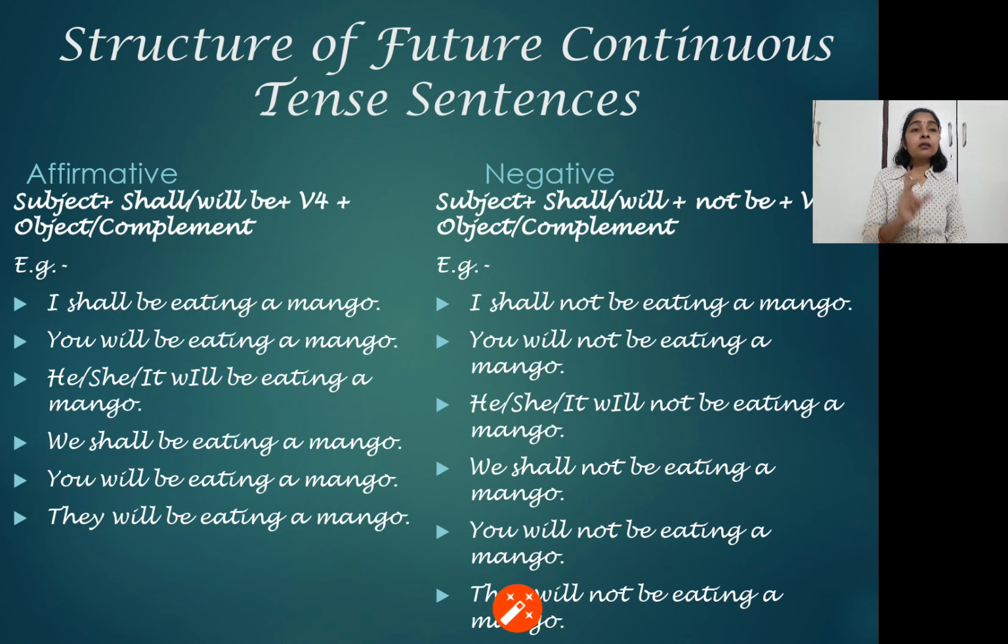So everywhere you are supposed to remember the helping verb, and in case of negative, we are using not there, and in case of future continuous tense, we are using be also. So first the subject, then shall or will be, then the fourth form of the verb, and then the object. And in case of negative, subject, shall or will, then not be, and then the fourth form of verb and the object or complement. So that is the case with the future continuous tense. Now I hope that in case of continuous tenses, you have understood the present, past as well as future tenses, and where they are used, that is also very clear.